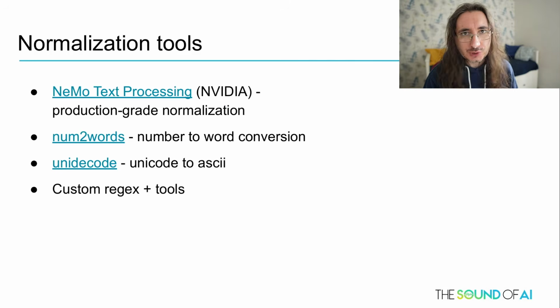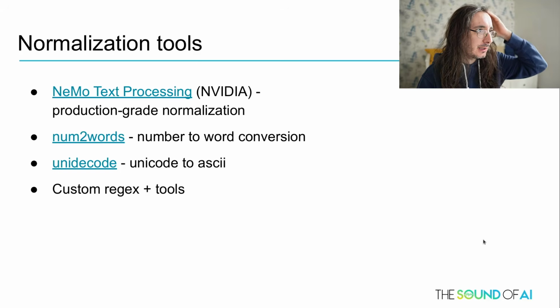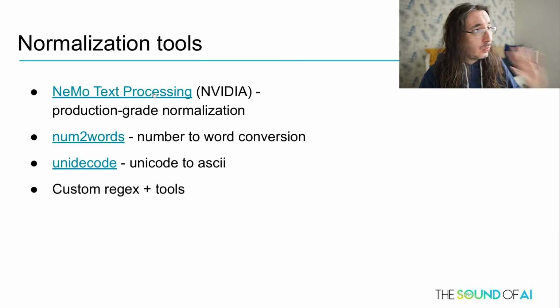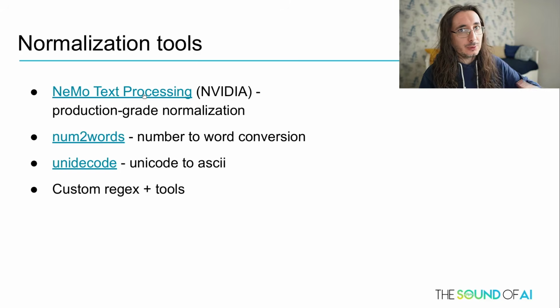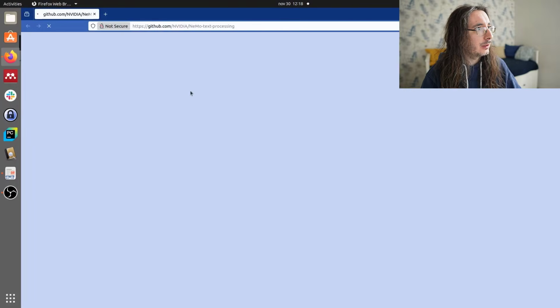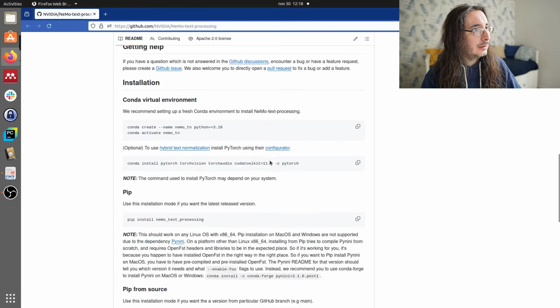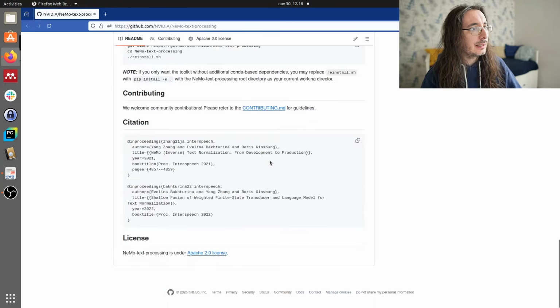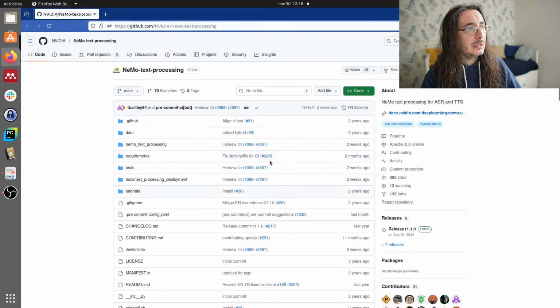Here are some normalization tools that I use in my day-to-day when I'm working with text-to-speech, or I'm building speech synthesis or voice cloning models. The one that is a go-to for me these days is NeMo Text Processing. It's a library developed by NVIDIA. It's production-grade normalization. So if there's one library that you want to use for normalization, just use this. And I'm going to show you. Here's the GitHub repo, and you can use it. It's very easy to use, and it works quite well.